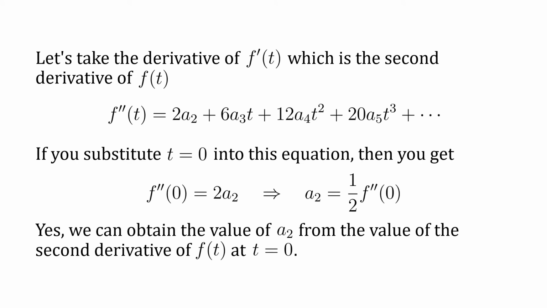Let's take the derivative of f dash of t, which is the second derivative of f of t. f2 dash of t is equal to 2a2 plus 6a3t plus 12a4t squared plus 20a5t cubed plus etc. If you substitute t equals 0 into this equation, then you get f2 dash at 0 is equal to 2a2. Therefore, a2 equals 1 over 2 f2 dash at 0. Yes, we can obtain the value of a2 from the value of the second derivative of f of t at t equals 0.